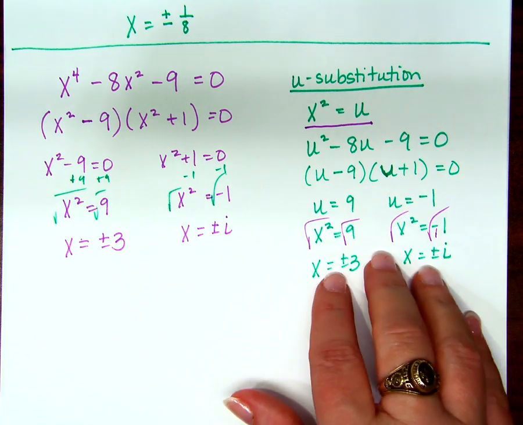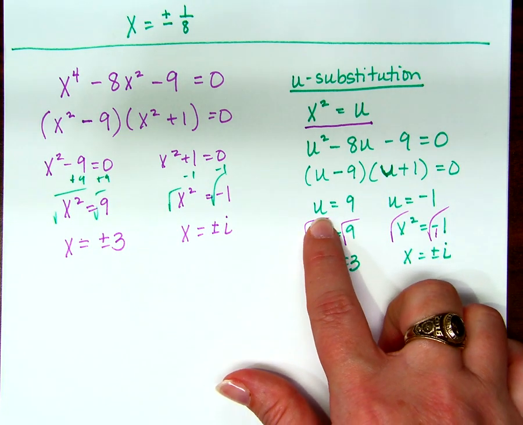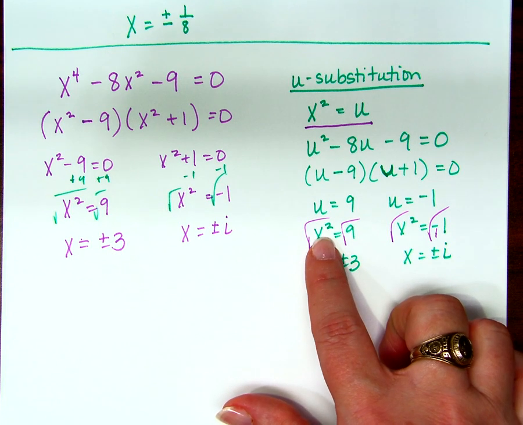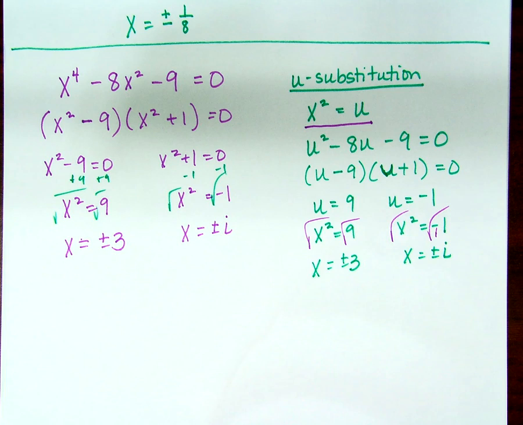But then, once you solve for U, you replace what you plugged in for U to begin with and then solve for x from there. Okay, that's called a U substitution.